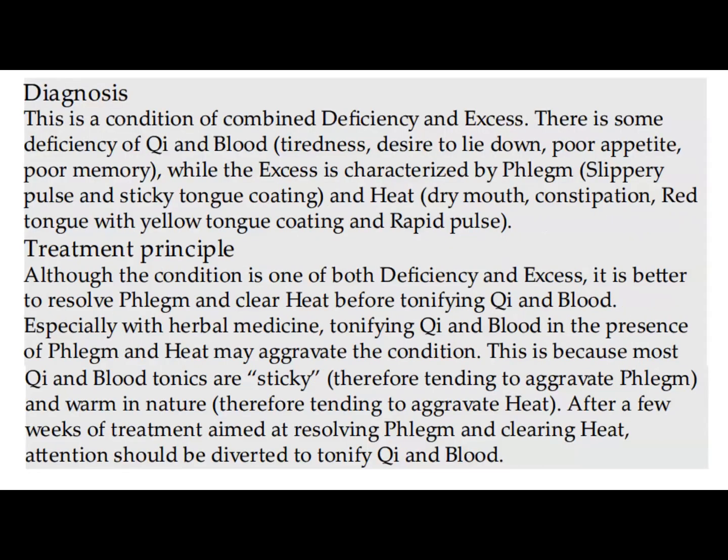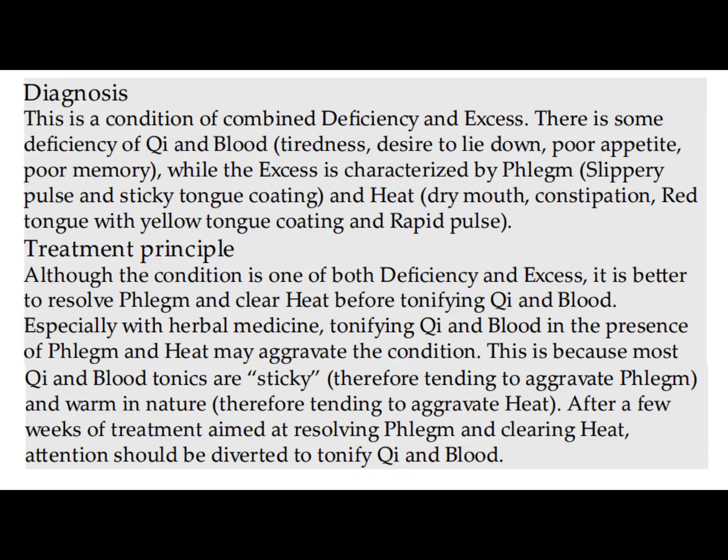This is a condition of combined deficiency and excess. There is some deficiency of qi and blood, so there is tiredness, desire to lie down, poor appetite, poor memory, while the excess is characterized by phlegm, slippery pulse and sticky tongue coating, and heat, dry mouth, constipation, red tongue with yellow tongue coating, and rapid pulse.